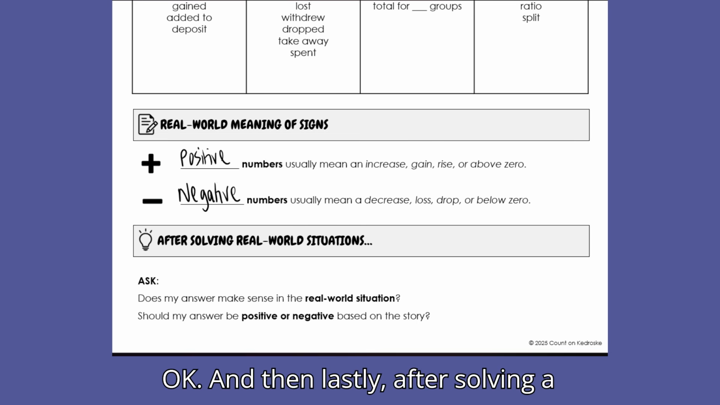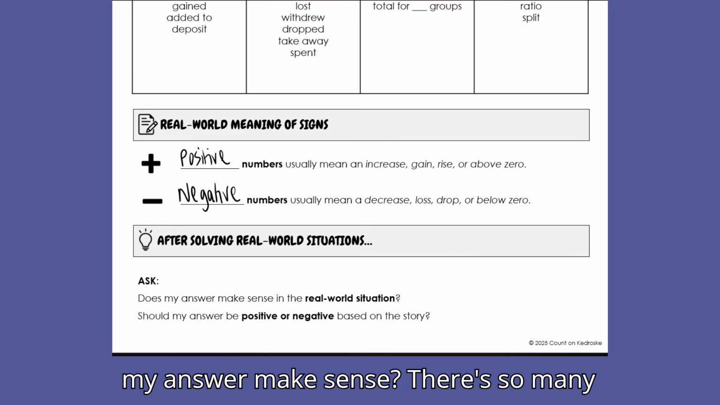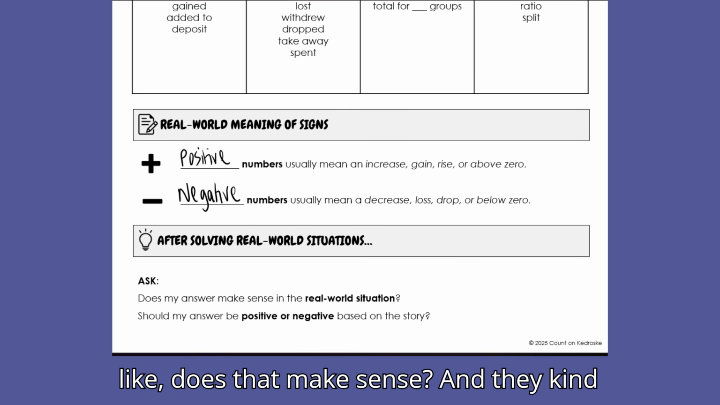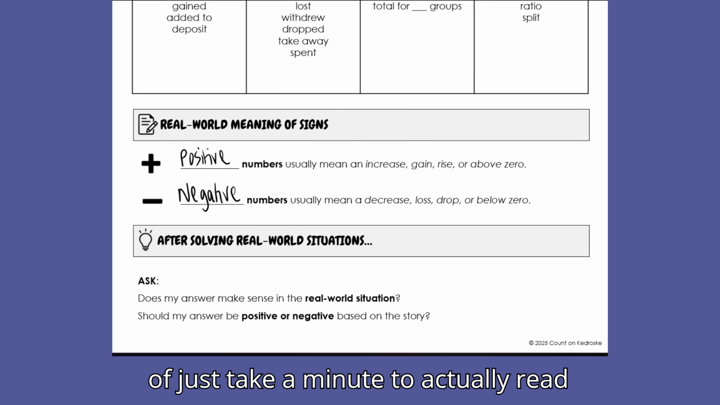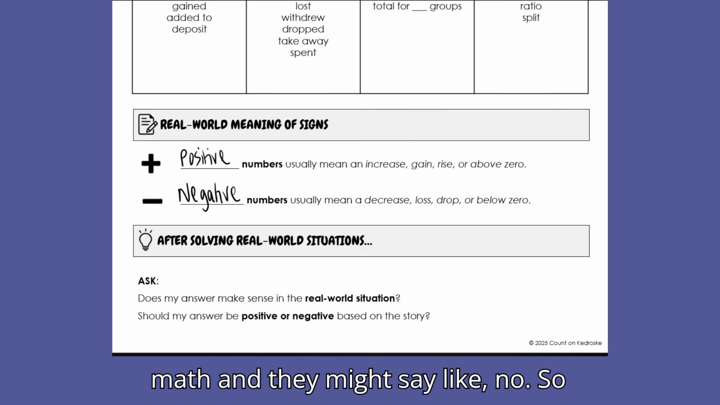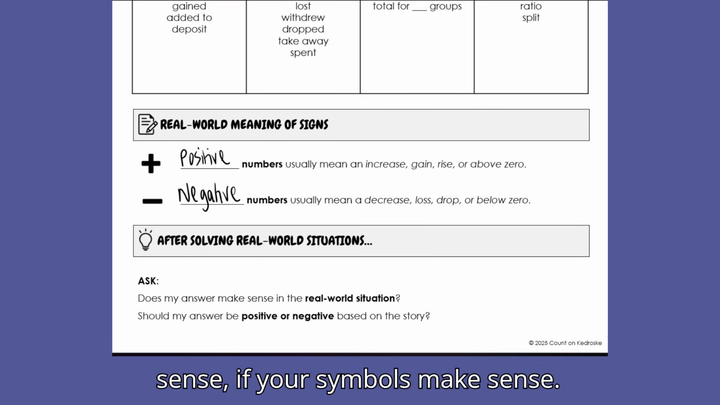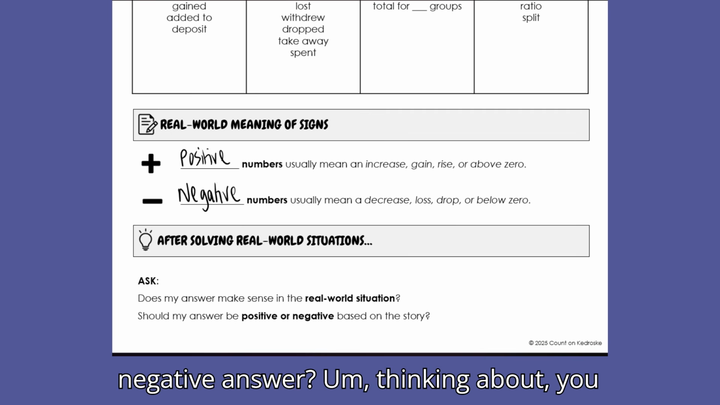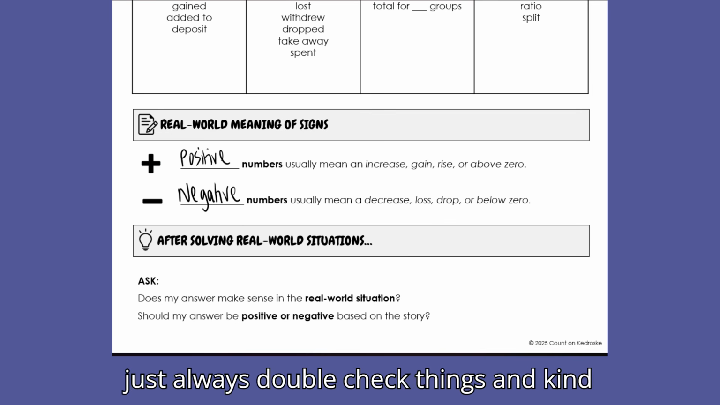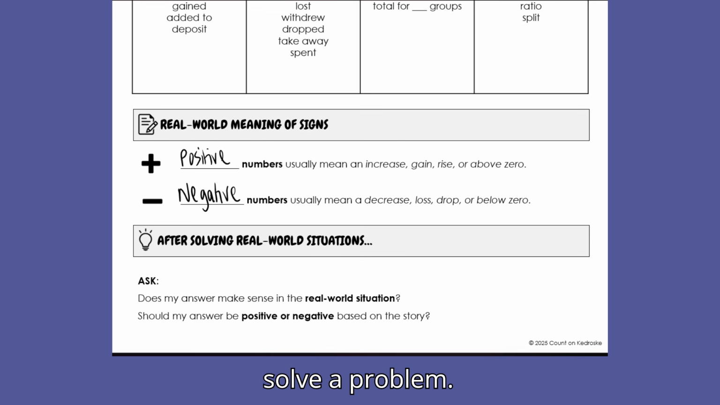Okay. And then lastly, after solving a real world situation, always think about, does my answer make sense? There are so many times when I ask my students, does that make sense? And they take a minute to actually read what they wrote down or look at their math, and they might say, no. So always look at whether your answer makes sense, if your symbols make sense, meaning is it a positive answer or a negative answer? Thinking about, did I use the right operation? Always double check things and look at the big picture after you solve a problem.